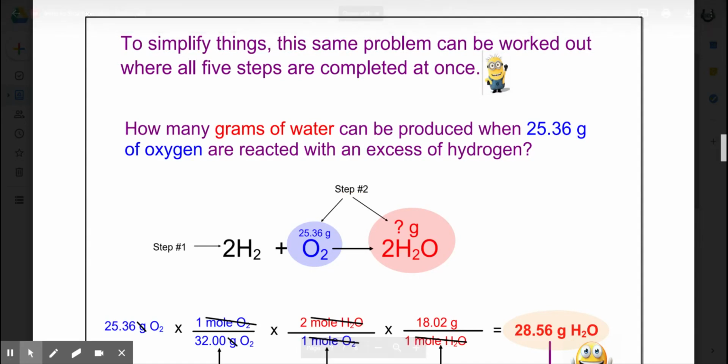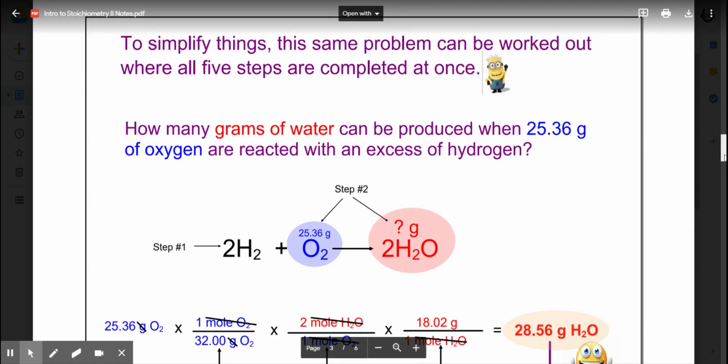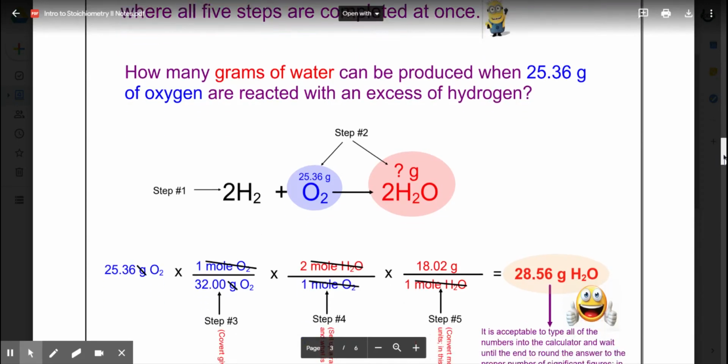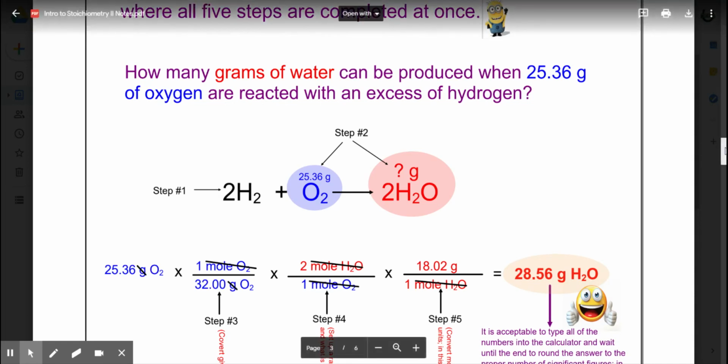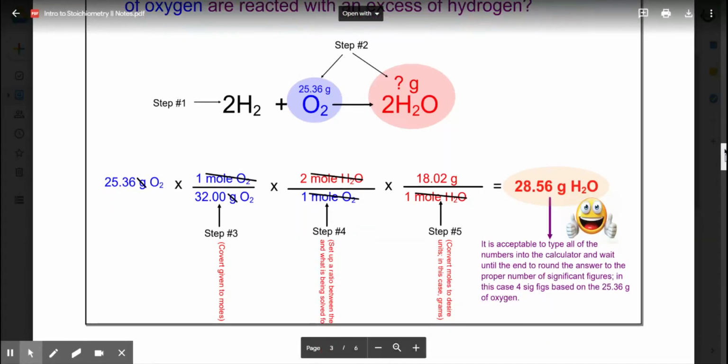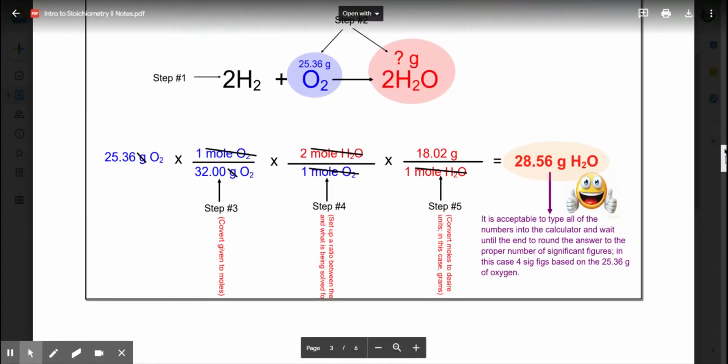I want to point out that it's also possible to do a stoichiometry problem in one complete process involving all 5 steps. As you can see, I have the same problem that we had on the previous example. It's the same example. How many grams of water can be produced from 25.36 grams of oxygen? Here's my balanced equation. That's step 1. Step 2, I labeled what I was given. I labeled what I'm looking for. Then down here you can see I've worked it out as one complete step.